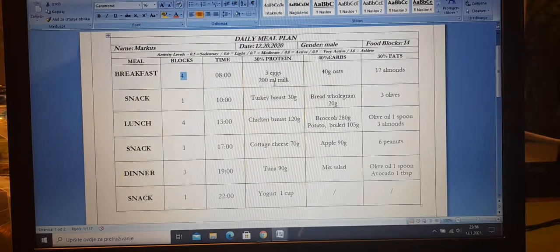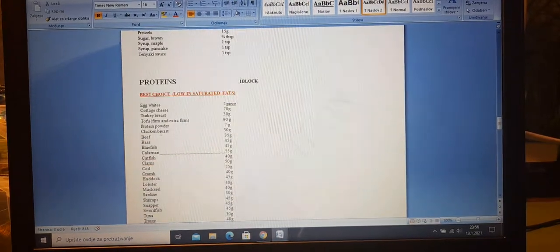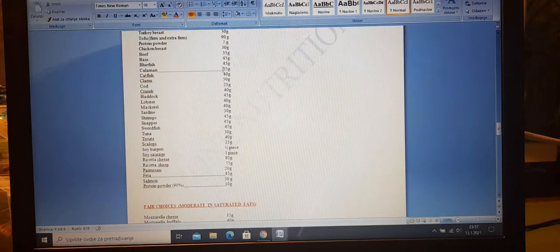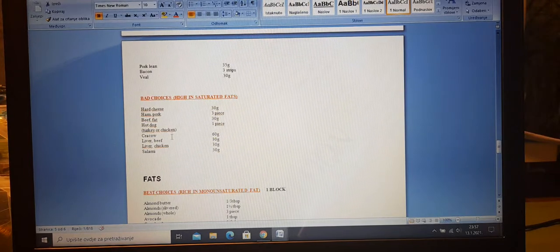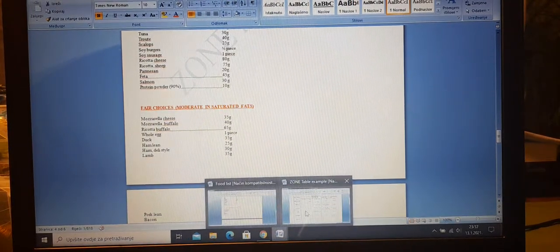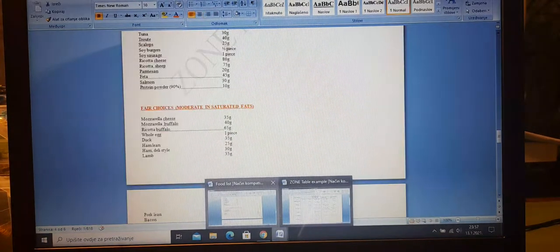Okay, we have 3 eggs and 200 milliliters of milk. We go to the proteins, and we search for one whole egg. As you can see here, one piece is one block. All of what you see on the right side, these measurements, is one block. So one whole egg, one piece, is one block. We need 4 blocks of protein, and I take 3 eggs now. This means 3 blocks. So this is also very flexible.